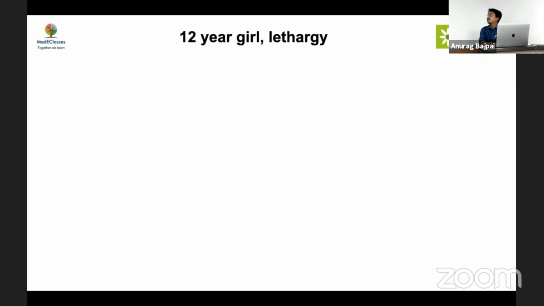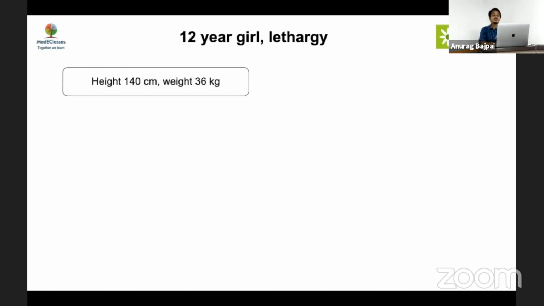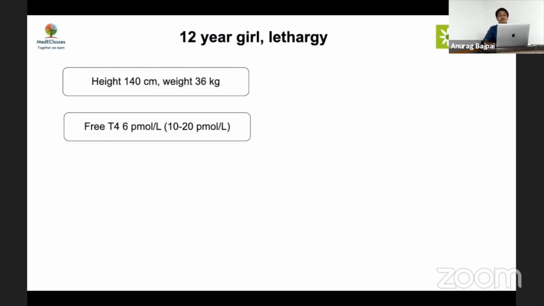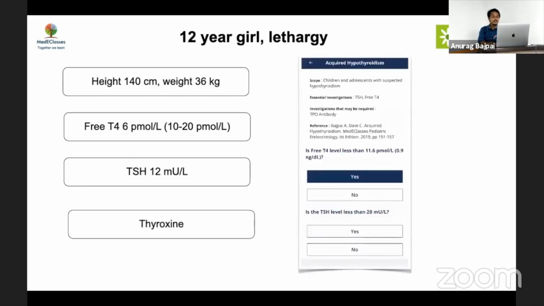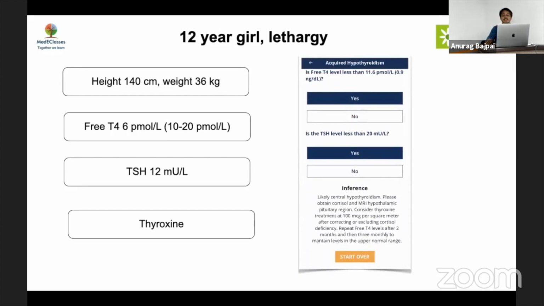A 12-year-old girl presented to us with complaints of lethargy. Her height was 140 centimeters, weight was 36 kg. The free T4 was low, the TSH was high, and she was advised thyroxine. So do you agree with this? TSH high and FT4 low, so we should go for treatment. TSH high and FT4 low. So what do you think is this case? TSH is 12 and FT4 is low.